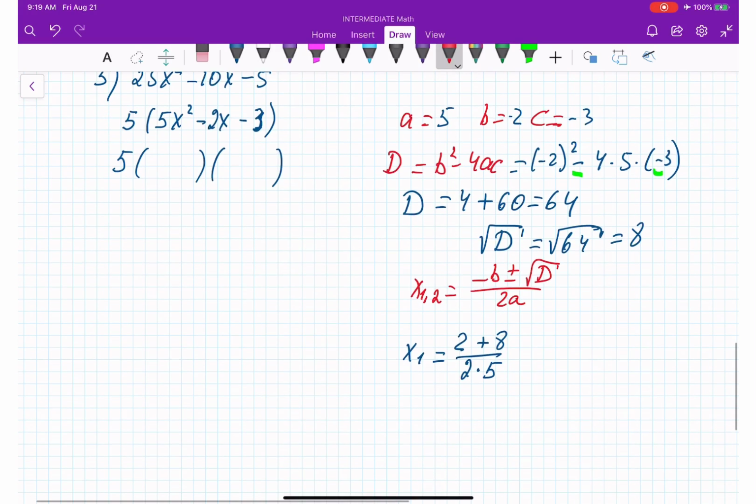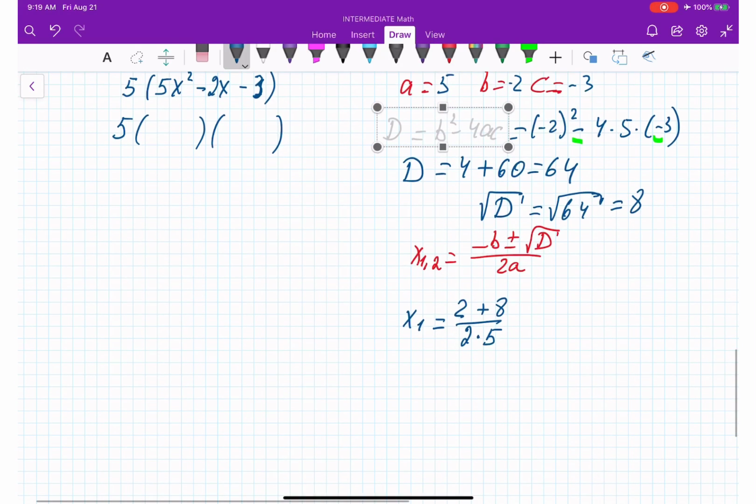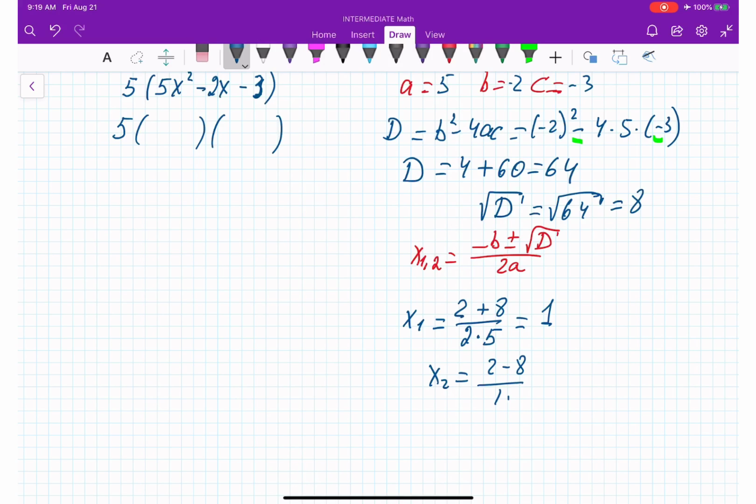Okay. So that's x1, and we are going to get 1, because 2 plus 8 is 10, and divided by 10, it's going to be 1. And x2 is going to be 2 minus 8 over 10, right? It's going to be equal to negative 6 over 10. Reduced by 2, it's going to be negative 3 over 5.